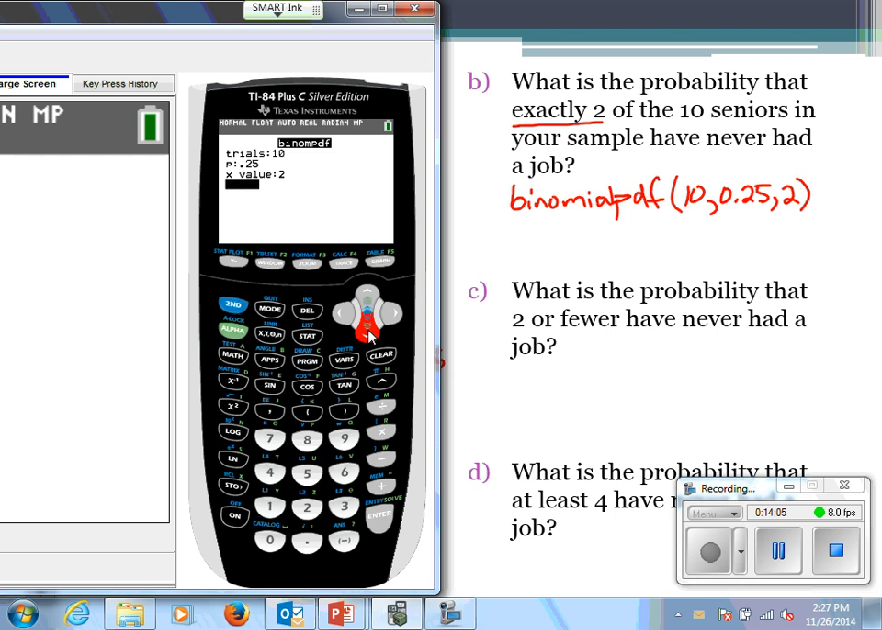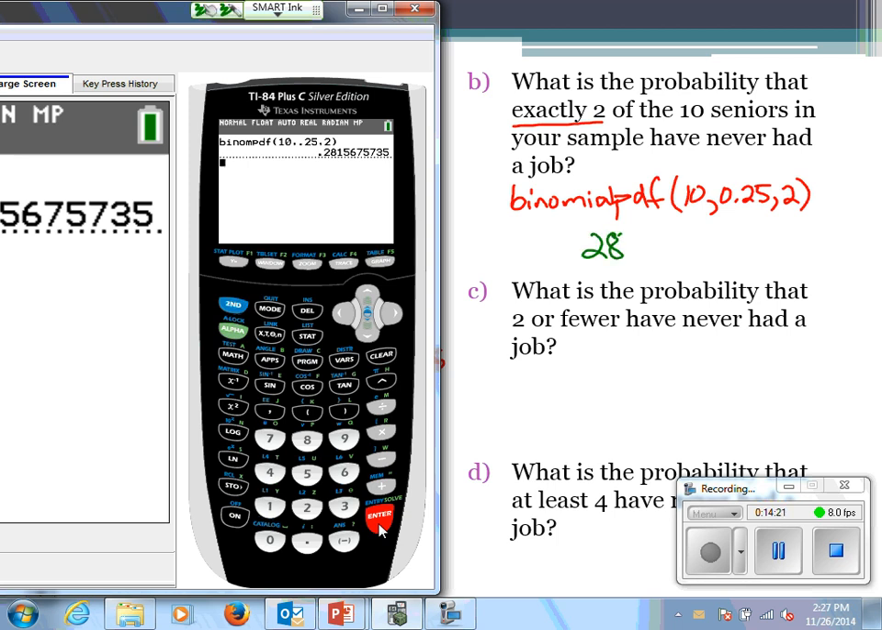If you have the newer type of calculator, this is the display that pops up. Those of you with the older model, this is what your input will look like. We press enter, and there's our probability. So we have about a 28% chance that if we select 10 students from this population, exactly 2 of them will have never had a job before. All right? So I feel bad for them. No experience.